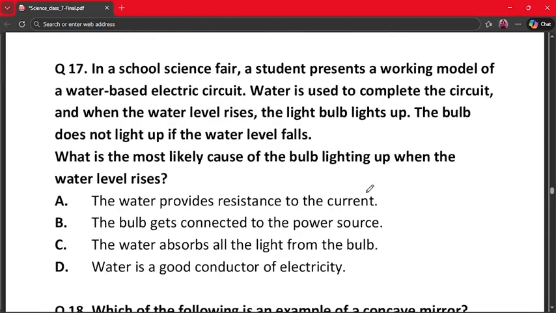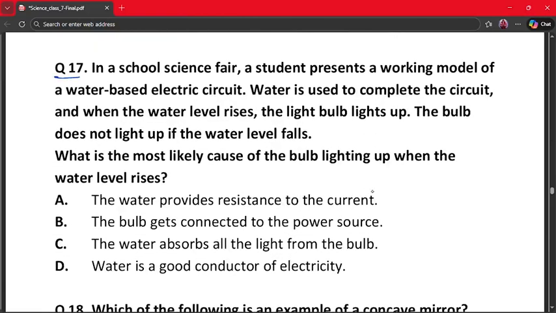Our next question is question number 17. In a school science fair, a student presents a working model of a water-based electrical circuit. Water is used to complete the circuit, and when the water level rises, the bulb lights up. The bulb does not light up if the water level falls. What is the most likely cause of the bulb lighting up when the water level rises? A. The water provides resistance to the current. B. The bulb gets connected to the power source. C. The water absorbs all the light from the bulb. And D.